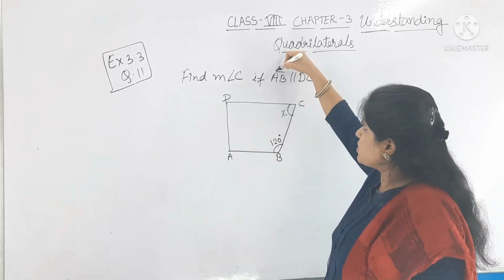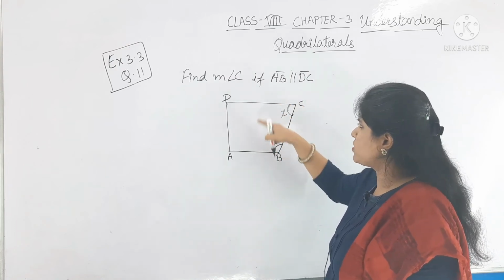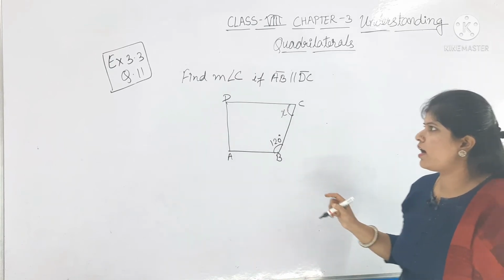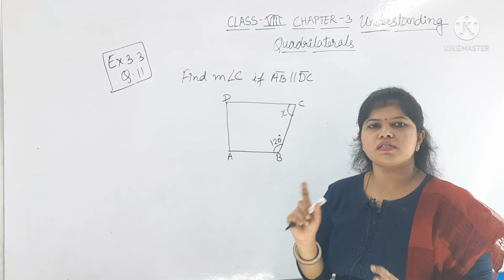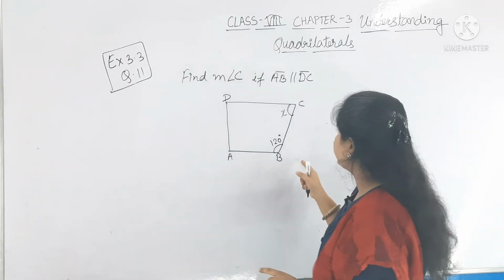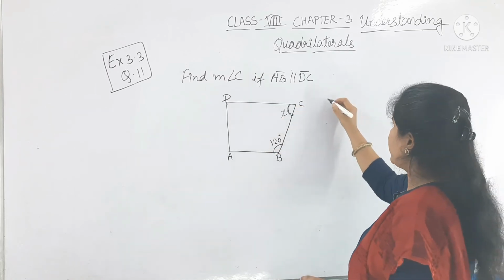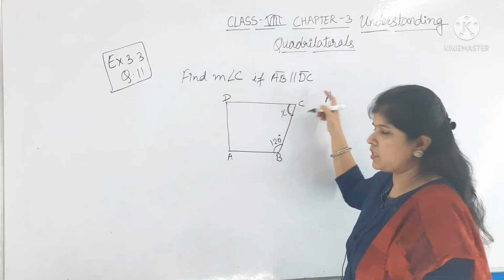This means AB is a line and DC is a line. These are parallel. In question number 10, I had told you about the angles on the same side of a transversal. The sum of the angles on the same side of a transversal is 180 degrees. So here that property will be used. This is a trapezium, as it is given that line AB is parallel to line DC.